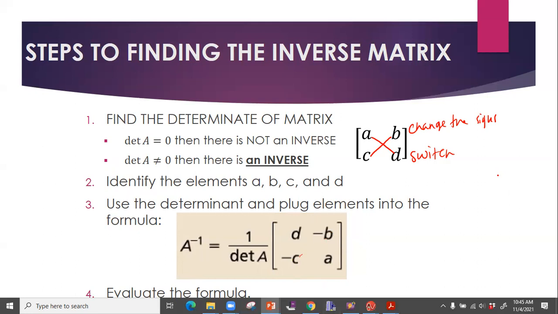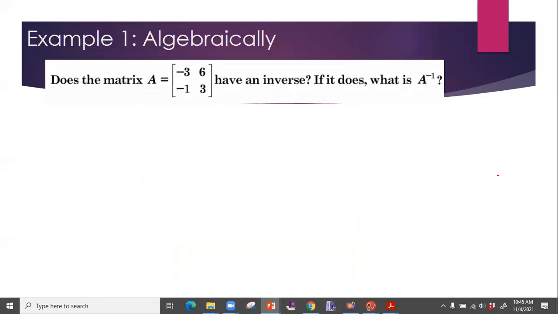All right, ready? Ready to try? All right, here's our first example. We have matrix A equals [-3, 6; -1, 3]. And we want to know, does it have an inverse? And if it does, what is its inverse? So write down matrix A.